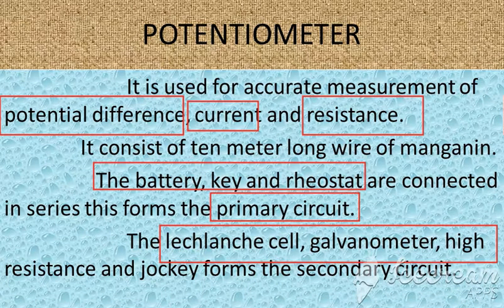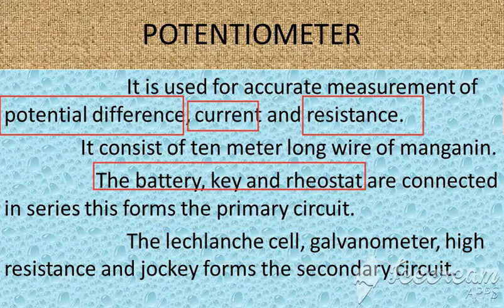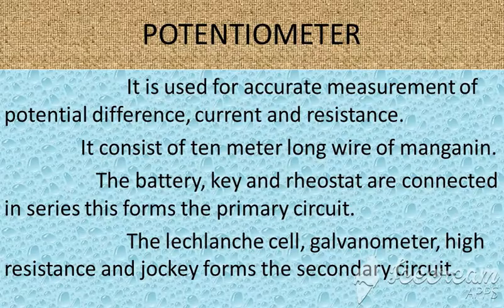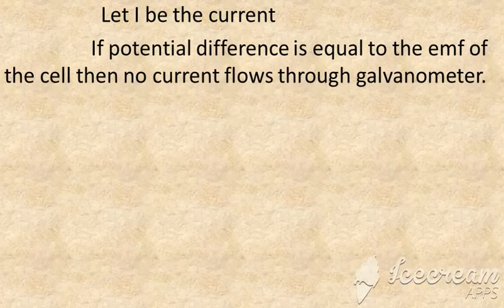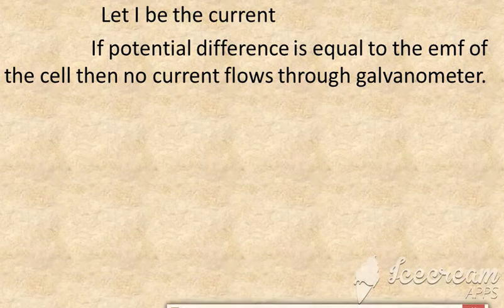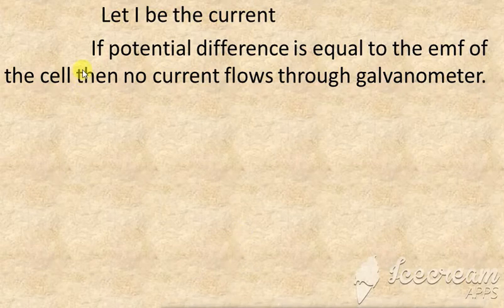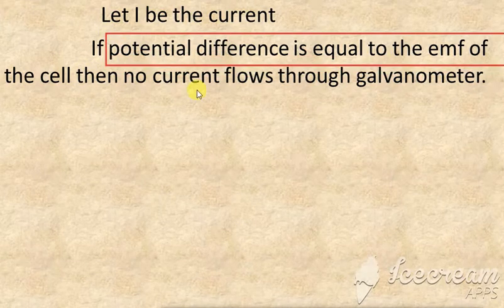Next, we'll just see what other things it consists of. Let I be the current, potential difference. So we are considering a condition. The condition here is that if the potential difference is equal to the EMF of the cell, then no current flows through the galvanometer. If the potential difference is equal to the EMF, then no current flows. That is the condition we are considering here.